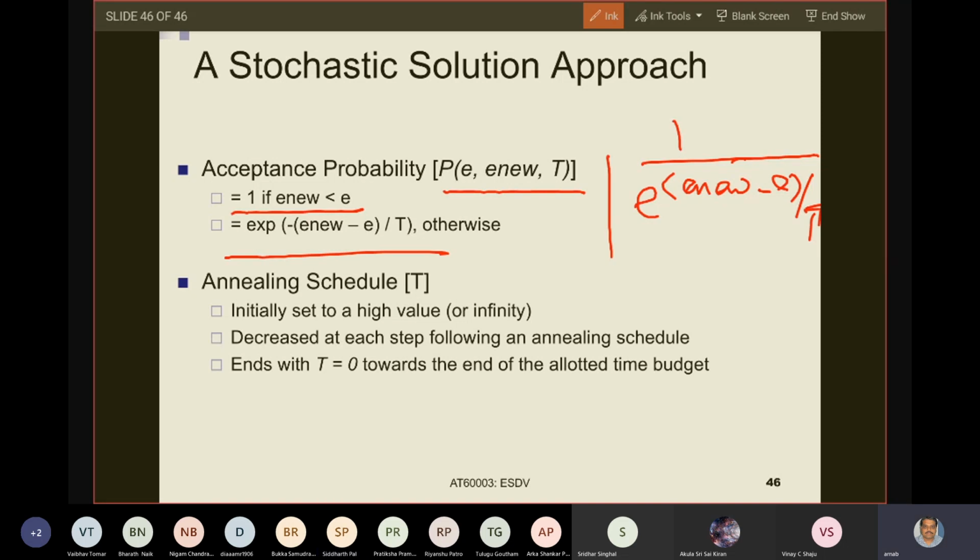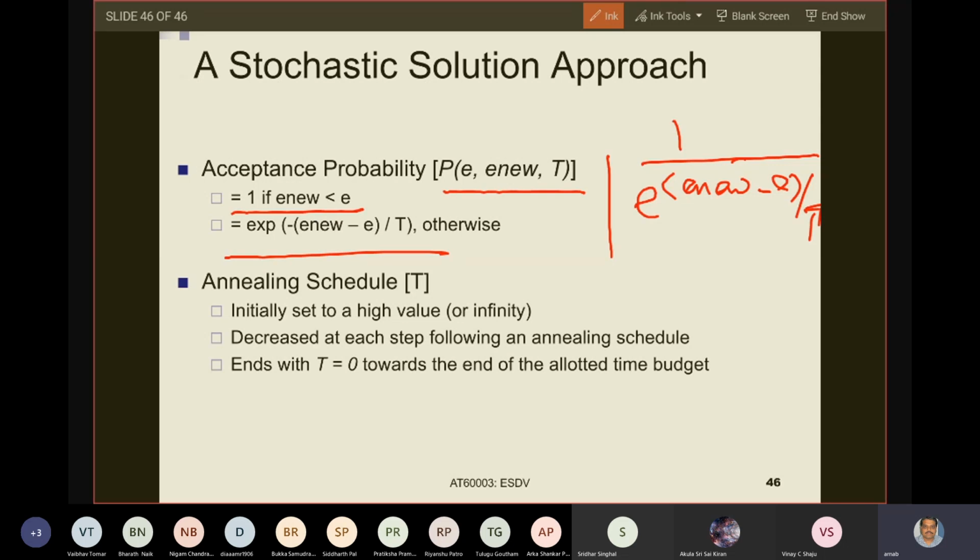So now when E nu is greater than E, then you are having a worse solution. Now what is happening? You are accepting this E nu minus E by T. What is T? T is the value of temperature. And we said T initially is very high. If T initially is very high, you are approaching e to the power 0 here, right? Which is very close to 1, right? So this probability will become 1 by 1 almost, which is close to 1.